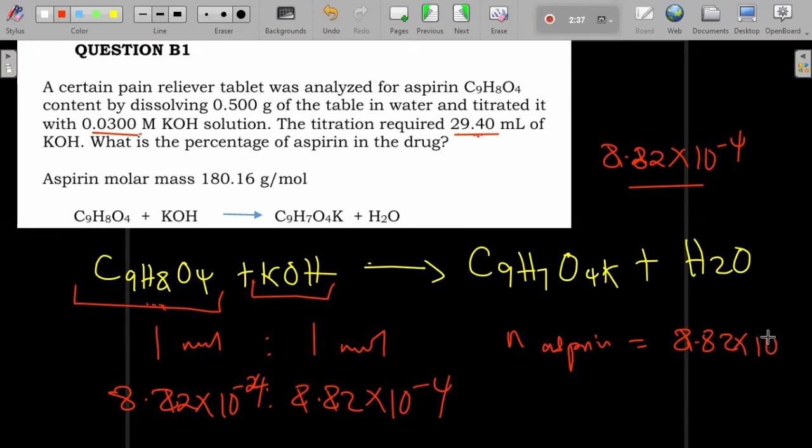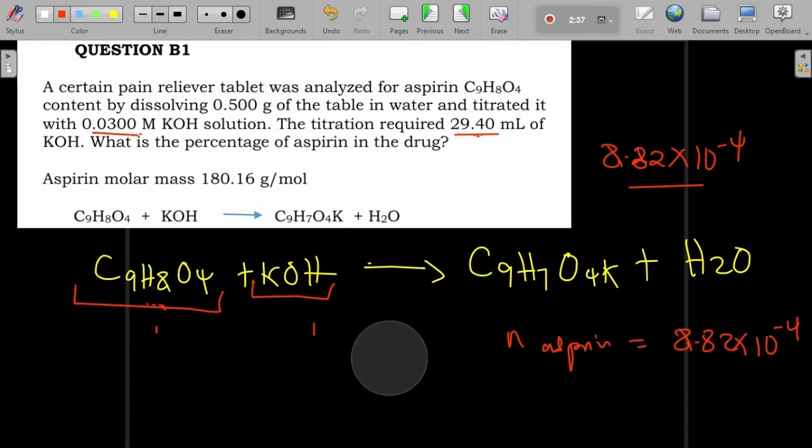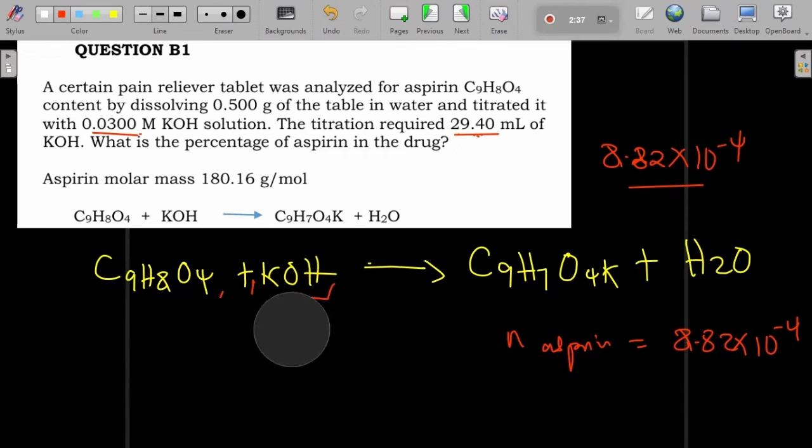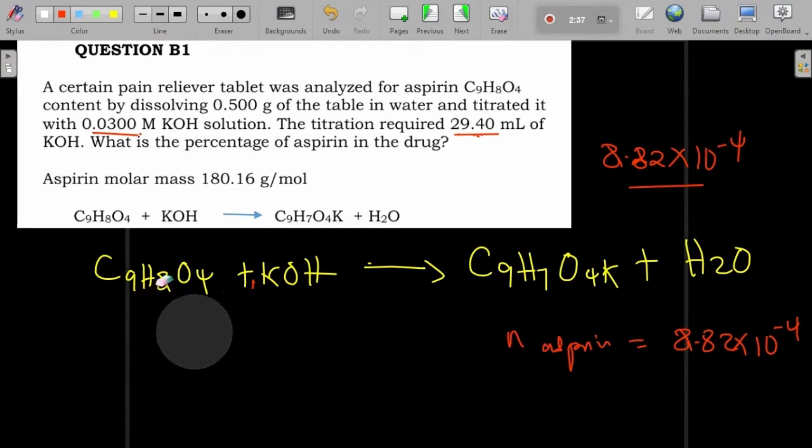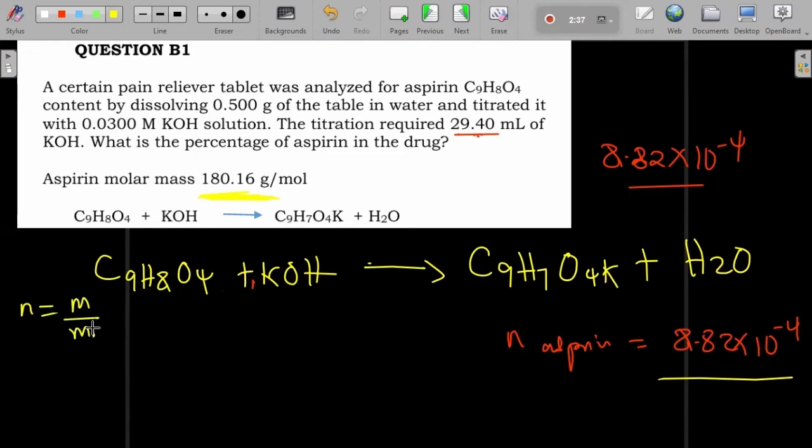8.82 times 10 to the power minus 4. Okay, so once I have the moles, I can use the moles and the molar mass to find its mass. The molar mass of aspirin is this, and then its moles are this. We know that moles equals mass over molar mass, so it means mass will be equal to moles times what?